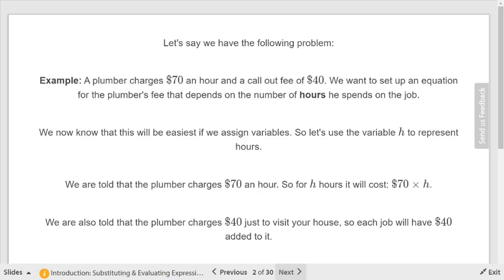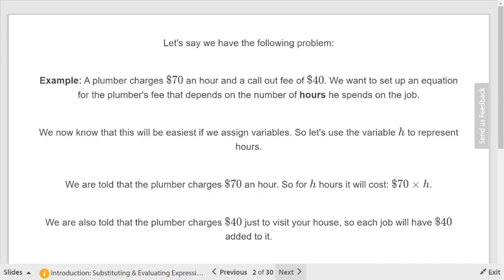This is why I want to look at this, because look at how they give them to you. It's not just 2x here. So here's an example. A plumber charges $70 an hour and a call-out fee of $40. We want to set up an equation. This is not an expression, an equation. How do you know the difference between an equation and an expression?